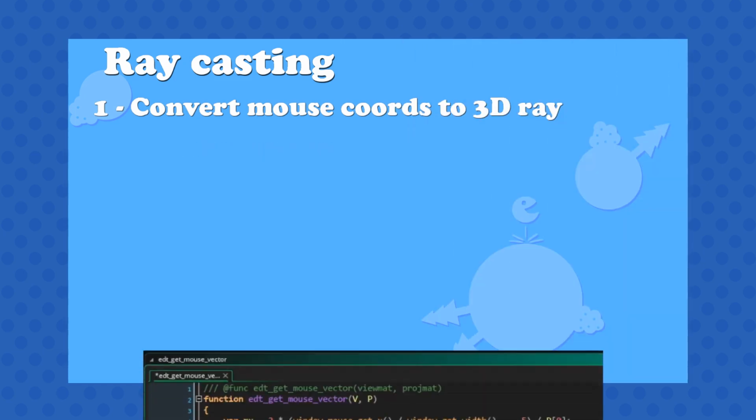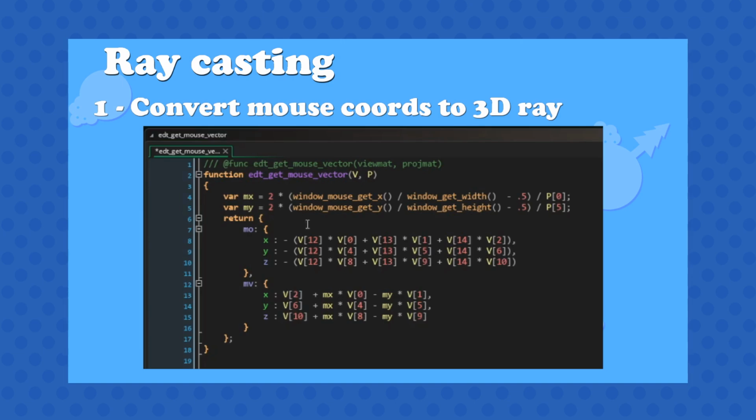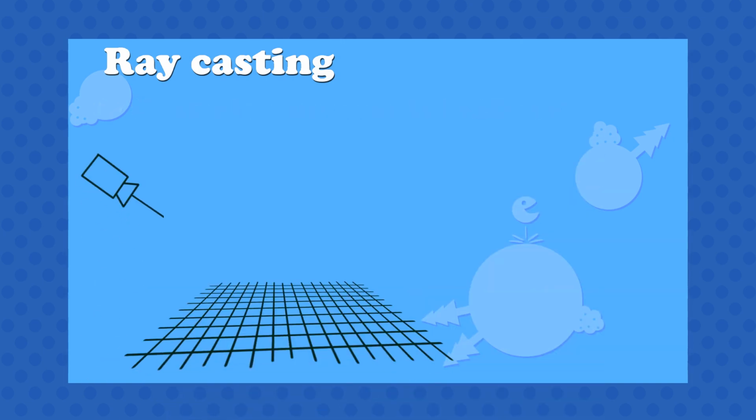By solved problem, I mean I have a function for it. It takes in the view and projection matrices and spits out the 3D starting point of the ray and the 3D vector pointing in the direction the mouse is pointing. What we want to use this for is to find the point where the ray intersects the level geometry.